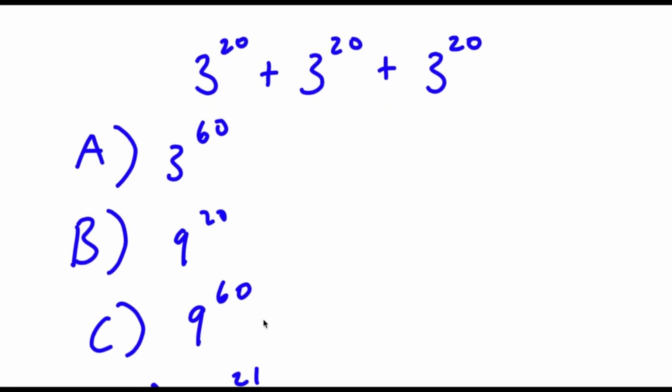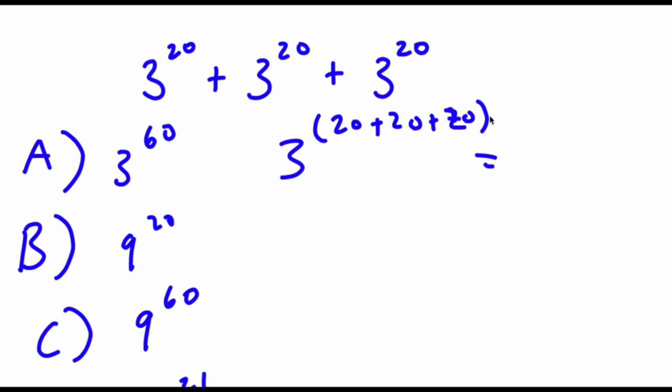Alright, so let's first go over all of these answer choices. So for answer choice A, 3 to the power of 60, how you get this is you simply keep the base the same and you add the exponents. So you have 3 to the power of 20 plus 20 plus 20.